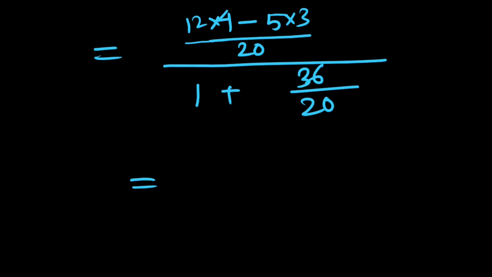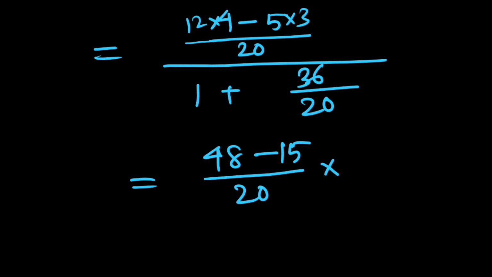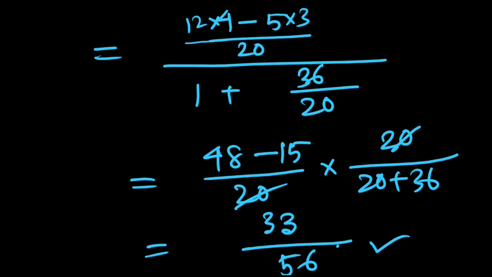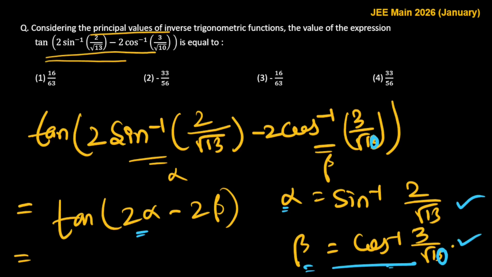Therefore that is (48 minus 15) over 20 multiplied by 20 over (20 plus 36). This 20 cancels, that is 33 over 56. Therefore this value is 33 over 56. Therefore we got the answer. If we see the options, the fourth option is the correct option.